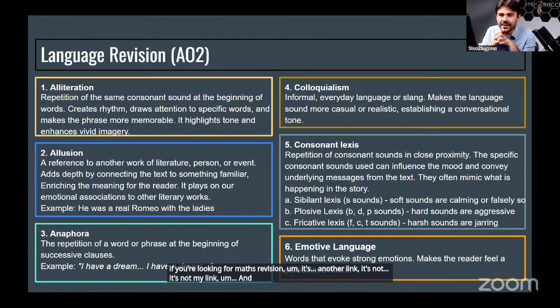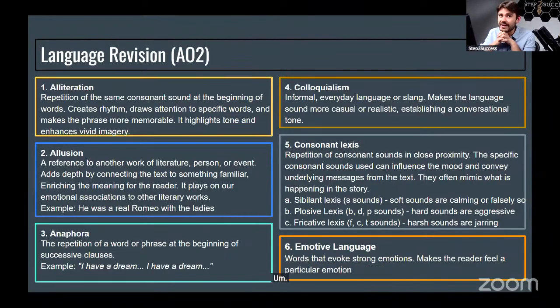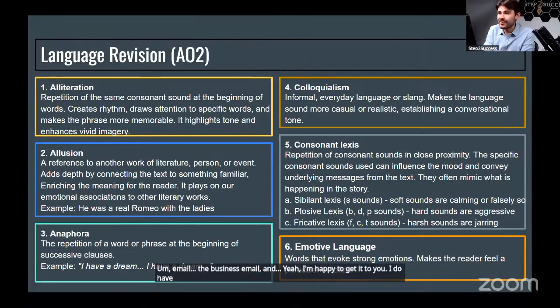And do you have any analysis on the characters and themes? I do, actually, if you want it. Email the business email, and I'm happy to get it to you. I do have analysis on characters and themes if you want it. But we'll be going through some today and over the next few weeks as well.